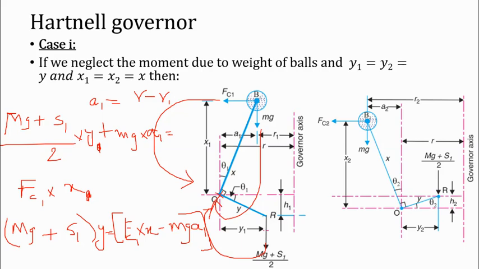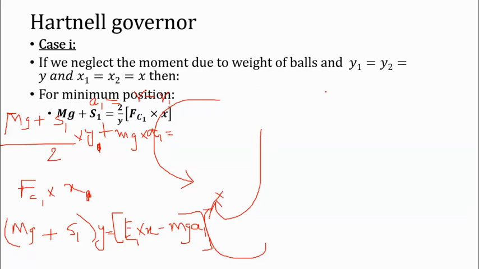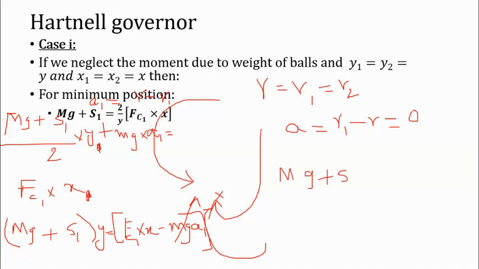Okay, this has been modified like this. I will erase this. And when the values of y1 is equal to y, x1 is equal to x, then r is equal to r1, which is equal to r2. These also become equal. So what will happen? The value of a, which is equal to r1 minus r, this is equal to 0. So this goes away. So what did we get now?